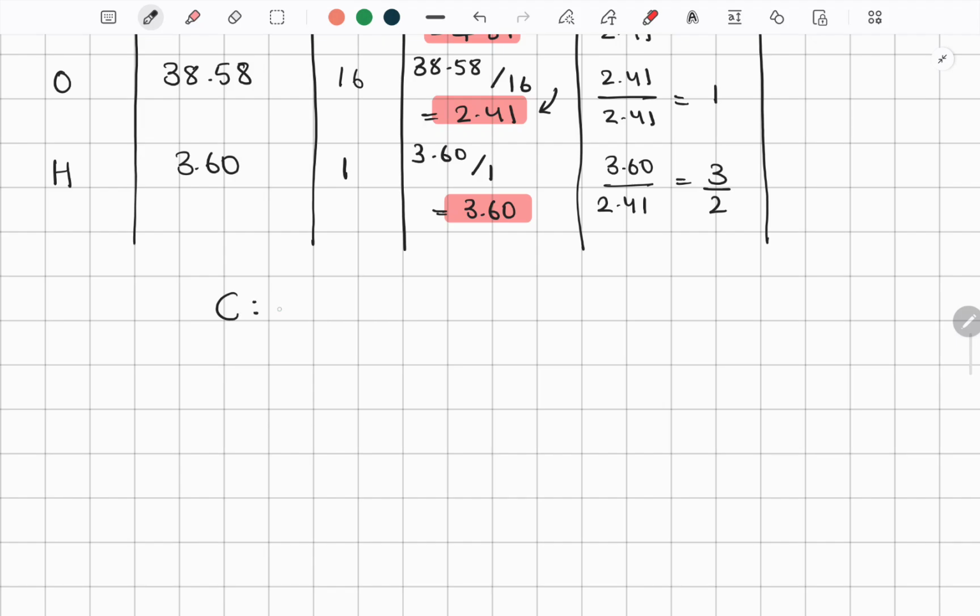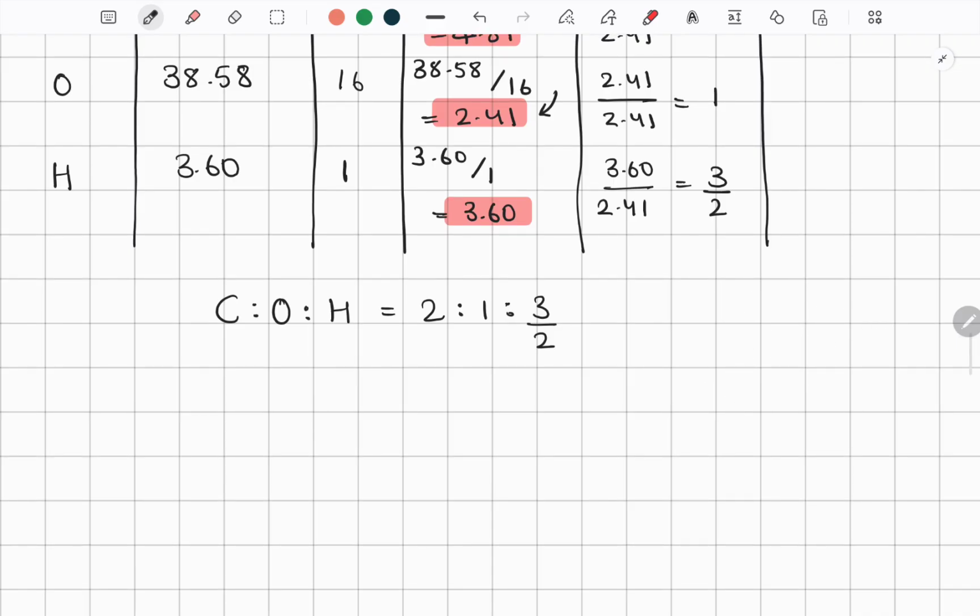So basically the ratio is carbon to oxygen to hydrogen equals 2 to 1 to 3 by 2. As we have seen earlier in the part on Gay-Lussac's law, an atom cannot be 3 by 2. How could it be 1 plus half? No, it cannot be. Half oxygen is not possible, and half hydrogen is not possible. There is nothing called half an atom. So there can never be fractions in the ratios.